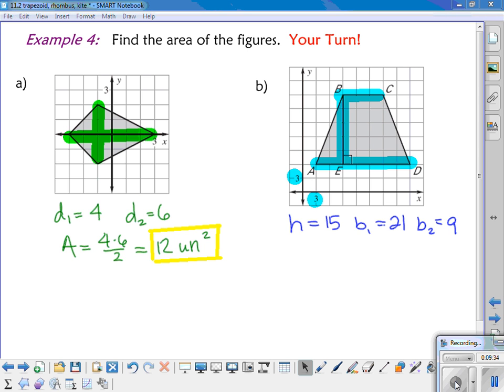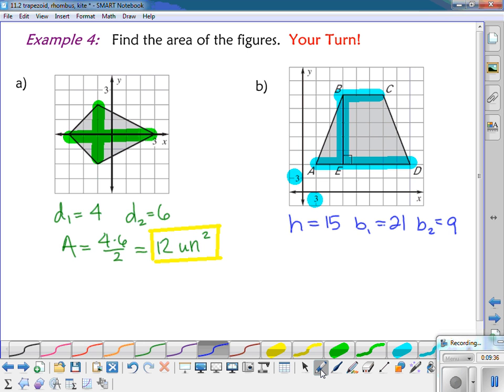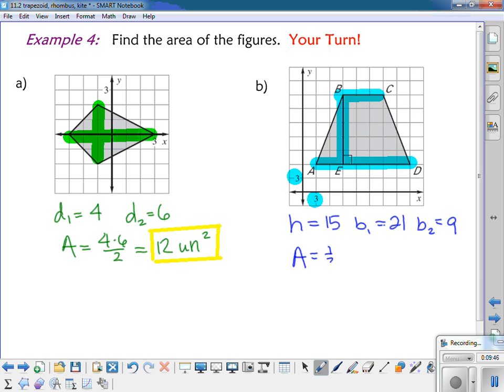All right, so from the graph you can determine that the height is 15 units, the base is 21 units, and the other base is 9 units. So the area is half of the height times base 1 plus base 2. So that comes out to 225 square units.